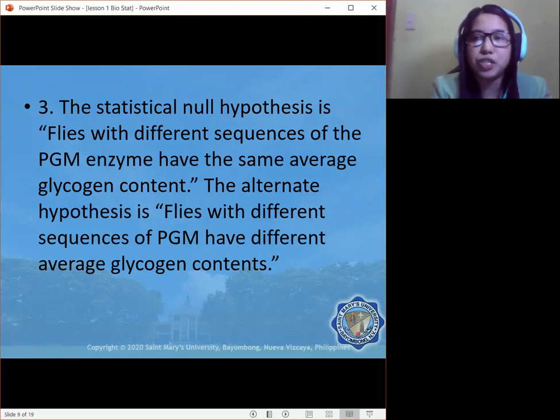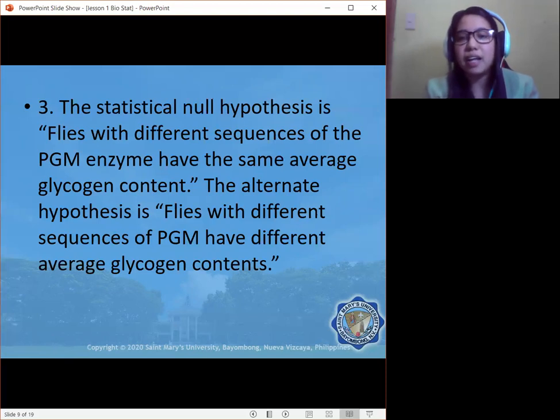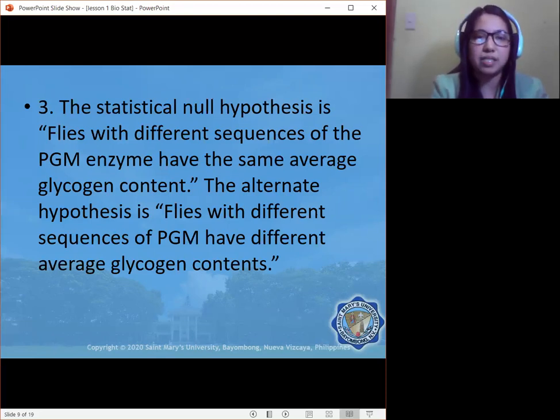So we are going to measure the average glycogen content, so it needs statistical or quantitative data. While the biological hypothesis is very general, it is just stating that different amino acid sequences do not affect the biochemical properties of PGM. So how to measure that? It is already stated in the statistical null hypothesis.